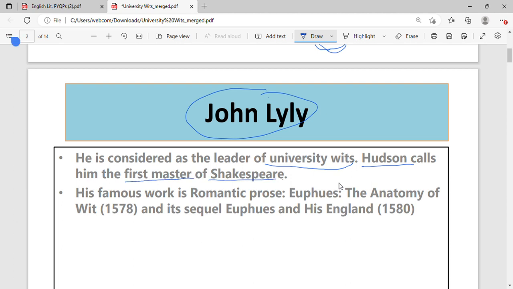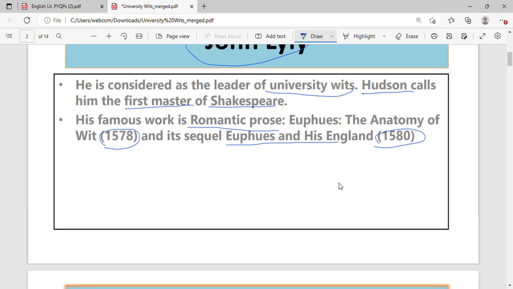How? Because Lyly has written very humorous writings. He has written romantic prose, and the same writing can be traced in Shakespeare's plays. So that is the reason he is called the first master of Shakespeare. His most famous work is Euphues, the Anatomy of Wit, 1578, and another one is its sequel, which came in 1580. Right?